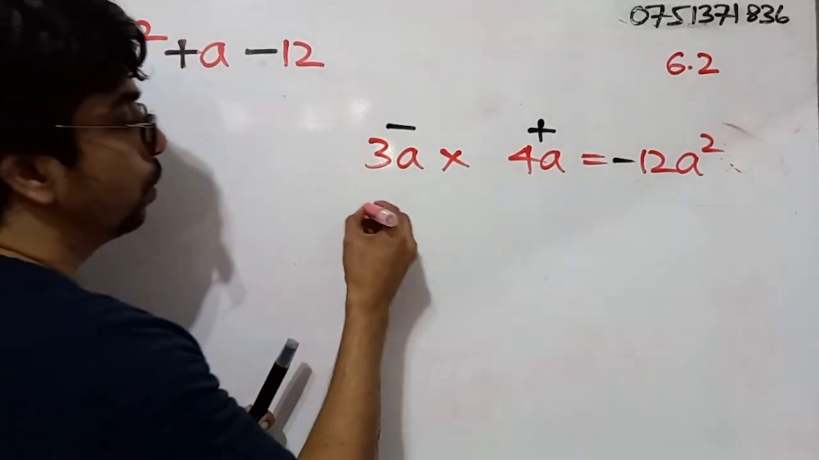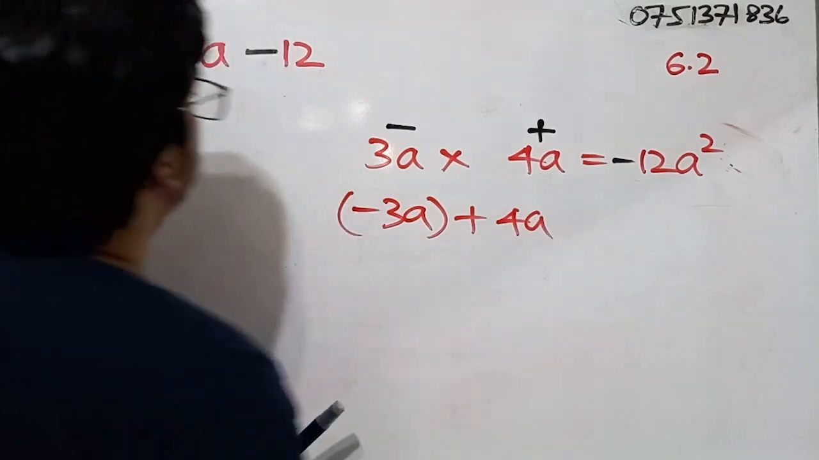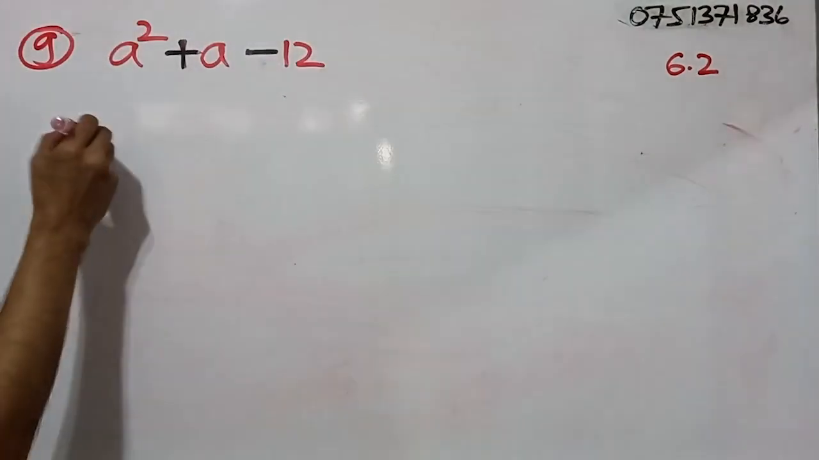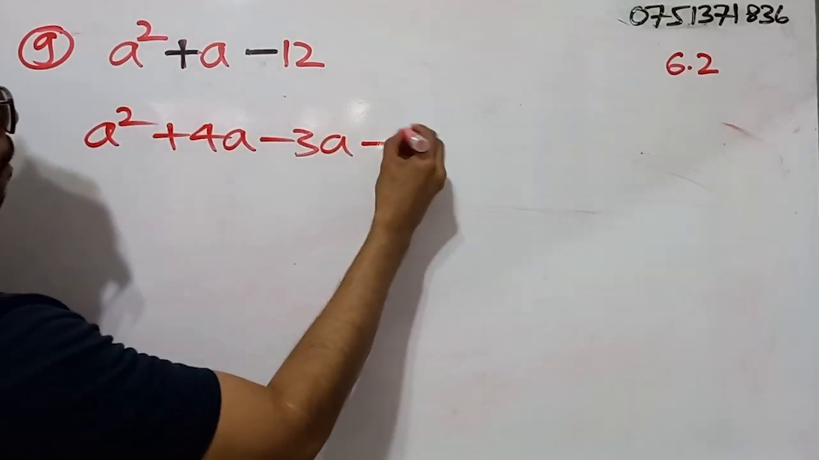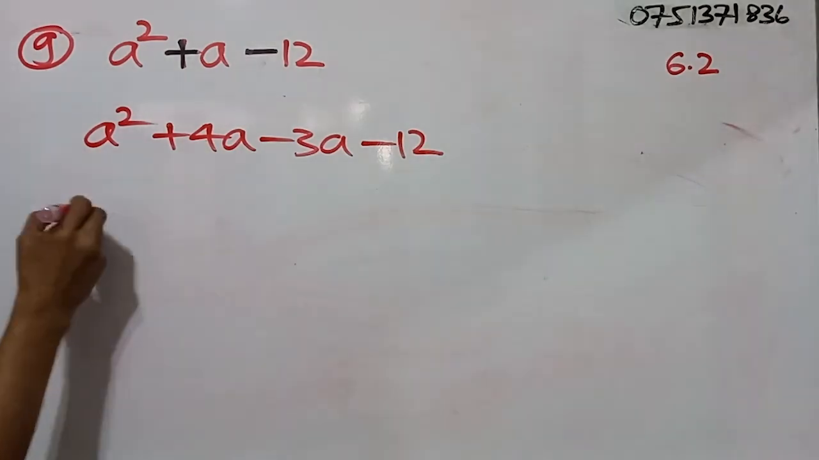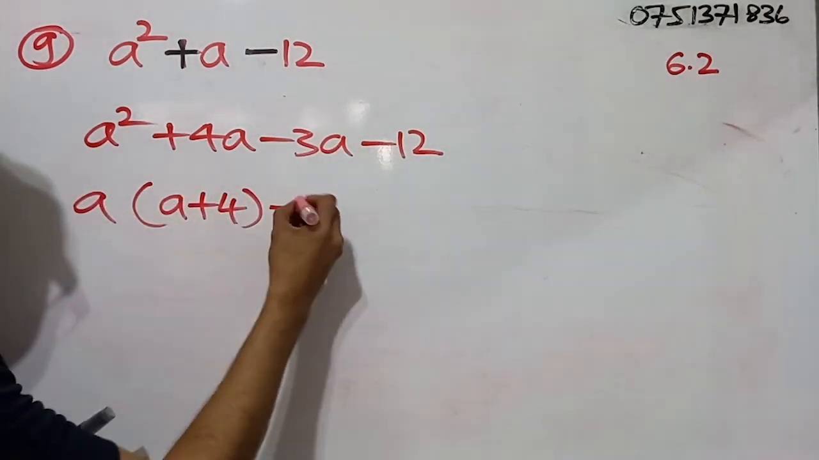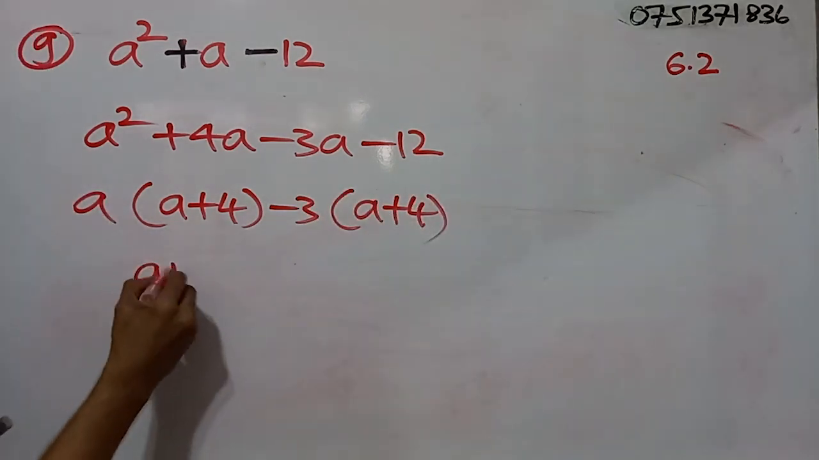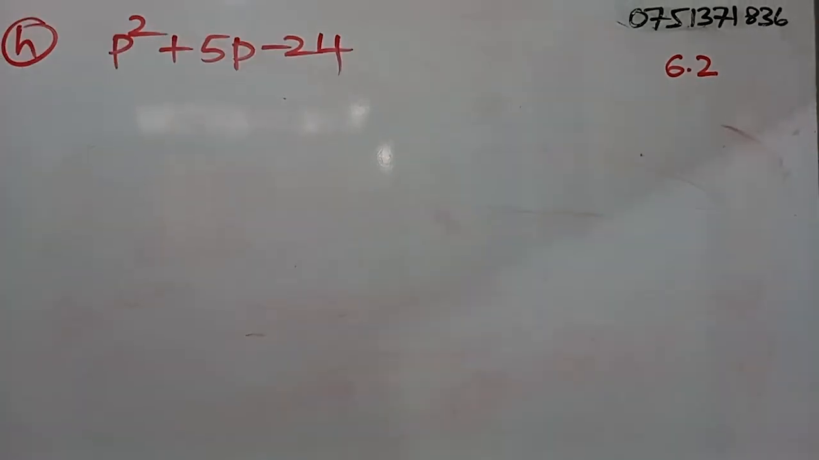When we add these two, negative 3a plus 4a, we get what? The middle term. So a squared plus 4a minus 3a minus 12. Consider these two, common factor is a: a plus 4. Consider these two, common factor is negative 3: a plus 4. So a plus 4 and a minus 3.